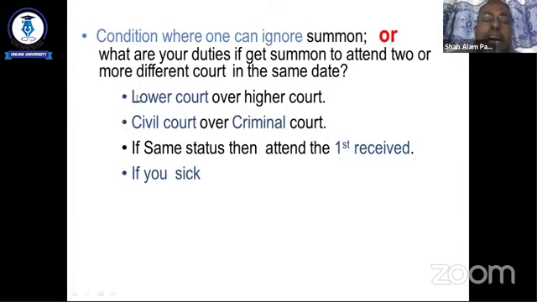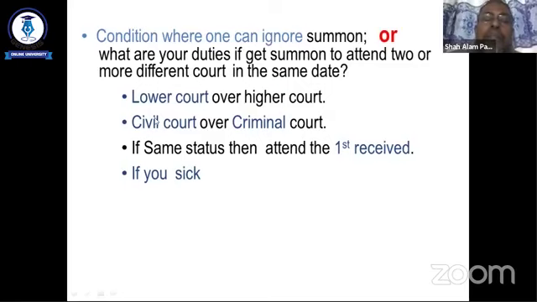And these are also your duties. If you get summoned from the lower court as well as the higher court, you first attend the higher court with intimation to the lower court that I am attending the higher court and will not be able to attend your court. Please fix another date for me.